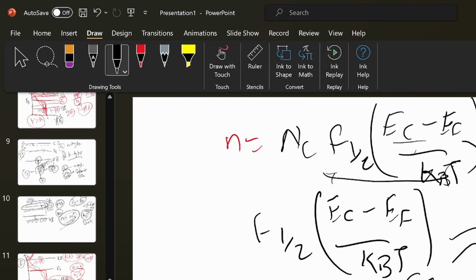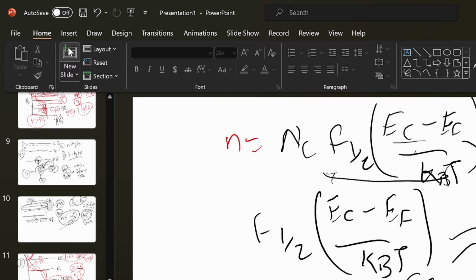Okay, so now p also, p can be written as Nv, which is nothing but the effective density of states in the valence band. Okay, and this is exponential of Ef minus Ev by kBT. I will tell you why Ef minus Ev here and Ec minus Ef there.